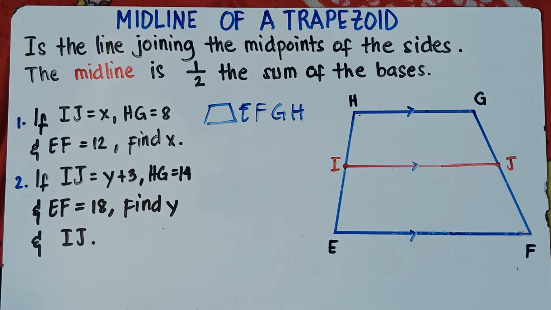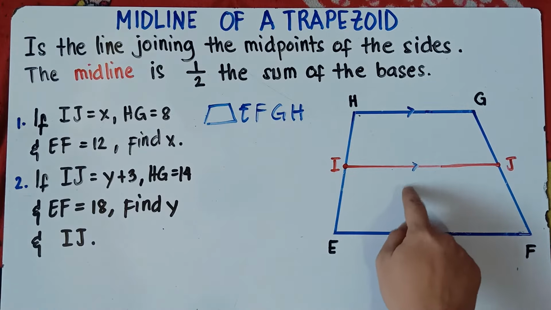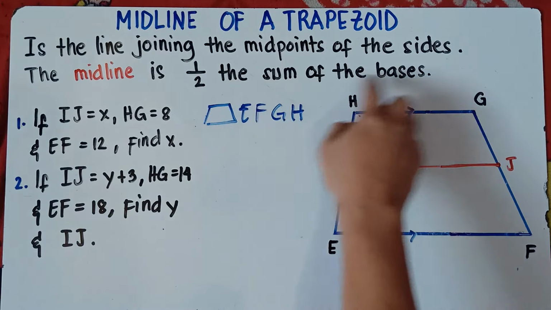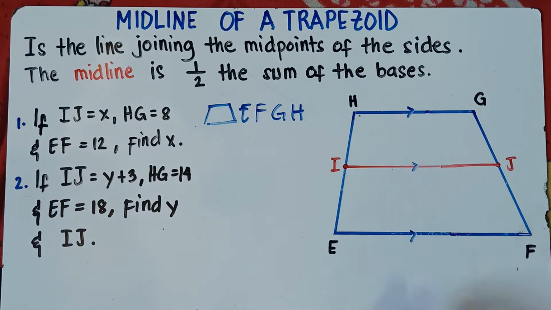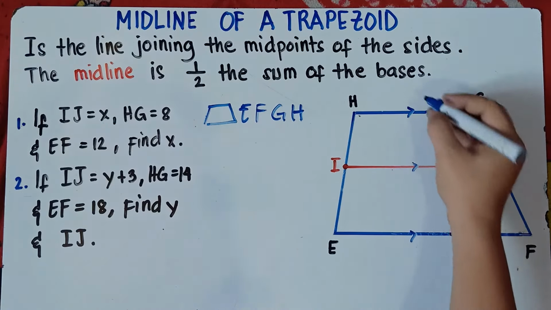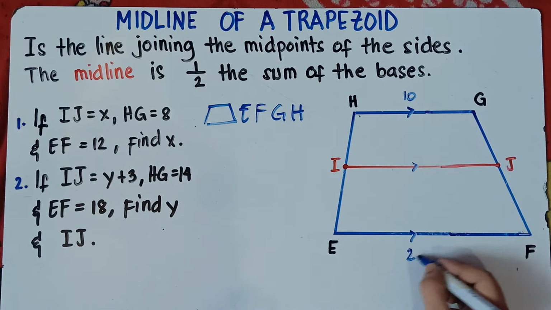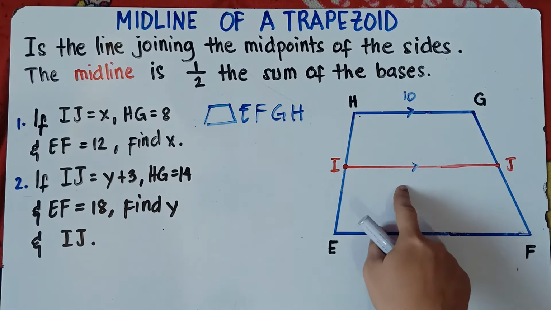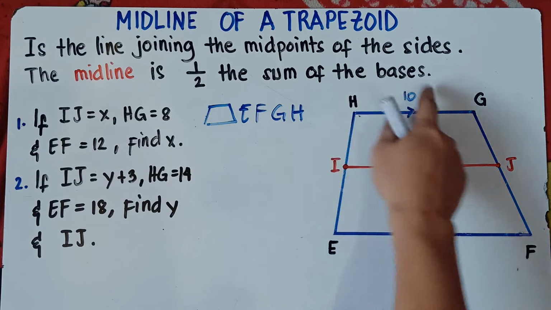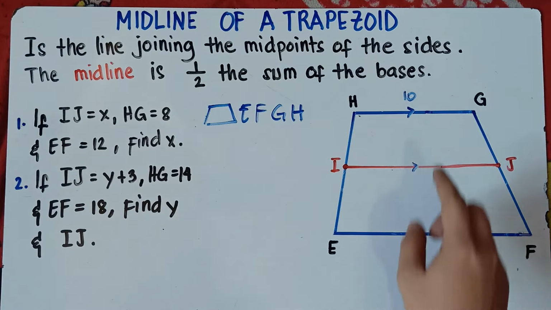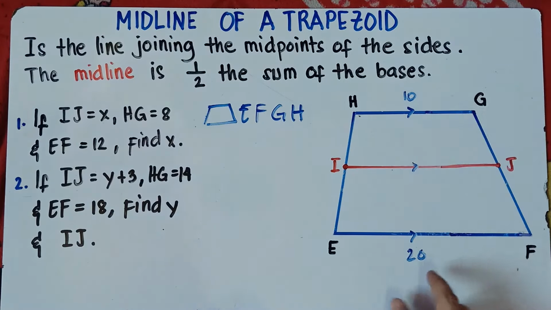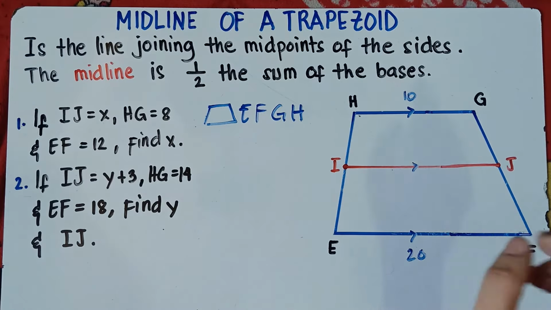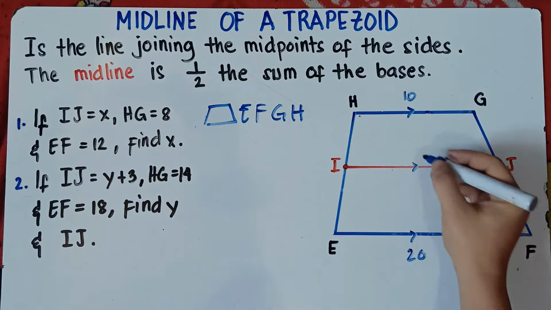Now, according to the theorem, the midline of this trapezoid is 1/2 the sum of the bases. So for example, if HG is 10 and EF is 20, what's the value of IJ? Could you try that? That's correct, it should be 15. Why is that? Because the midline is 1/2 the sum of the bases. So we just need to add the bases. 10 plus 20 is 30, divided by 2 is 15. That's how you find the midline. Easy, right?